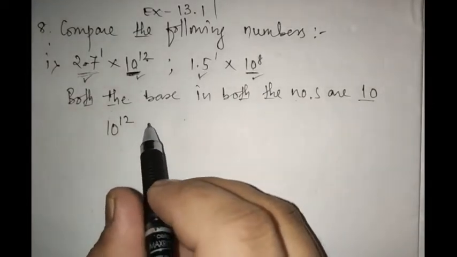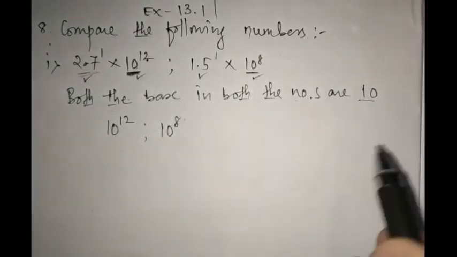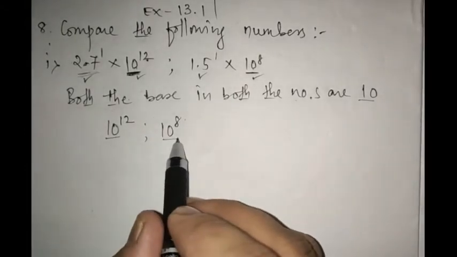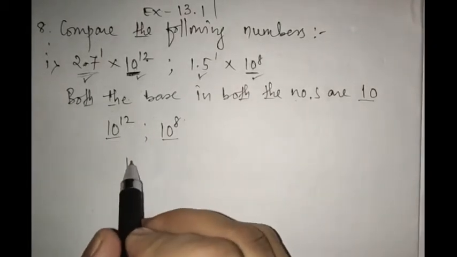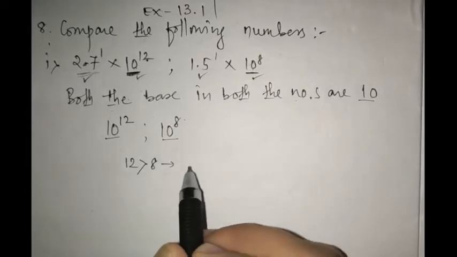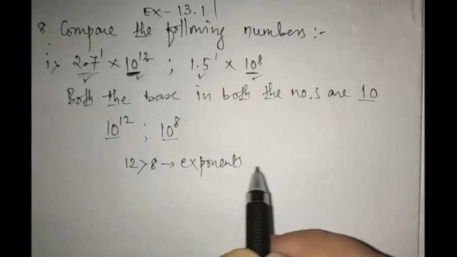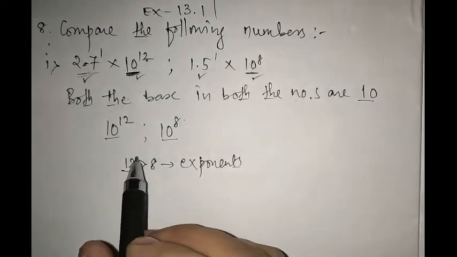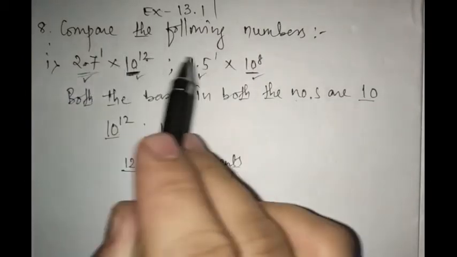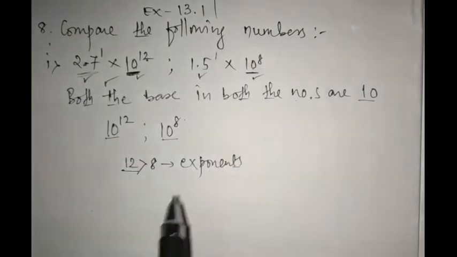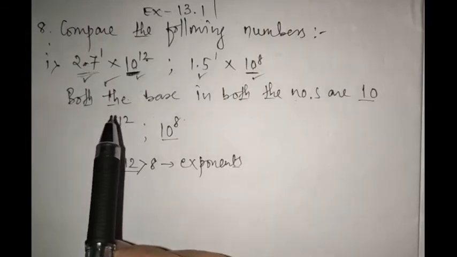So now compare these two, 10 to the power 12 and 10 to the power 8. Both have the base 10. Now among these two, which has the highest power? 12 is greater than 8. 12 and 8 are exponents. So who has the higher exponent? Of course 12. So among these two decimal numbers, which one do you think is greater? Of course this one, because the exponent is greater, that is 12 is greater than 8.